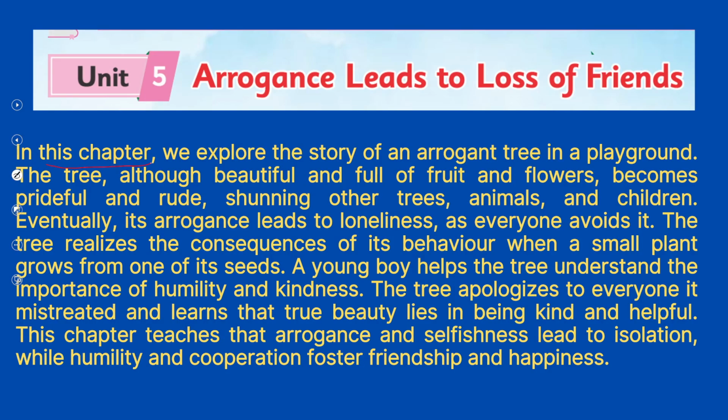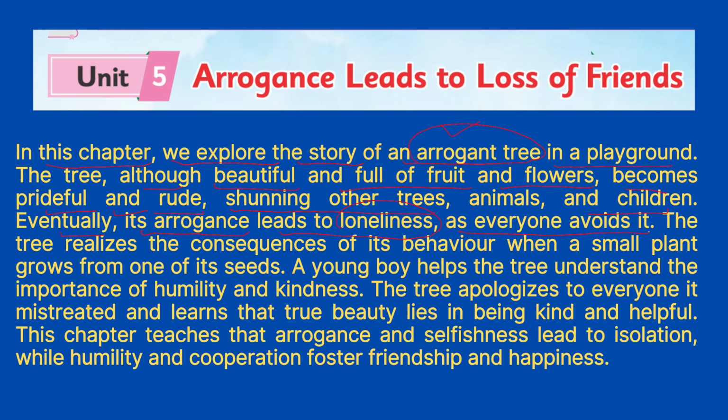In this chapter, we explore the story of an arrogant tree in a playground. Arrogant means somebody who is very proud and they don't consider others any worthy or helpful. So it is about a tree who is arrogant, and the tree, although beautiful and full of fruit and flowers, becomes prideful and rude, shunning other trees, animals and children. Eventually, its arrogance leads to loneliness.